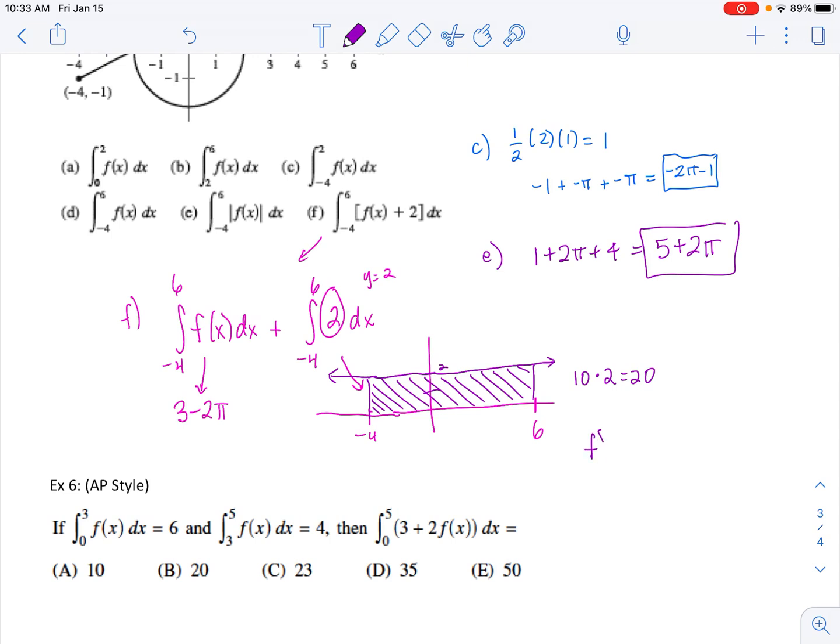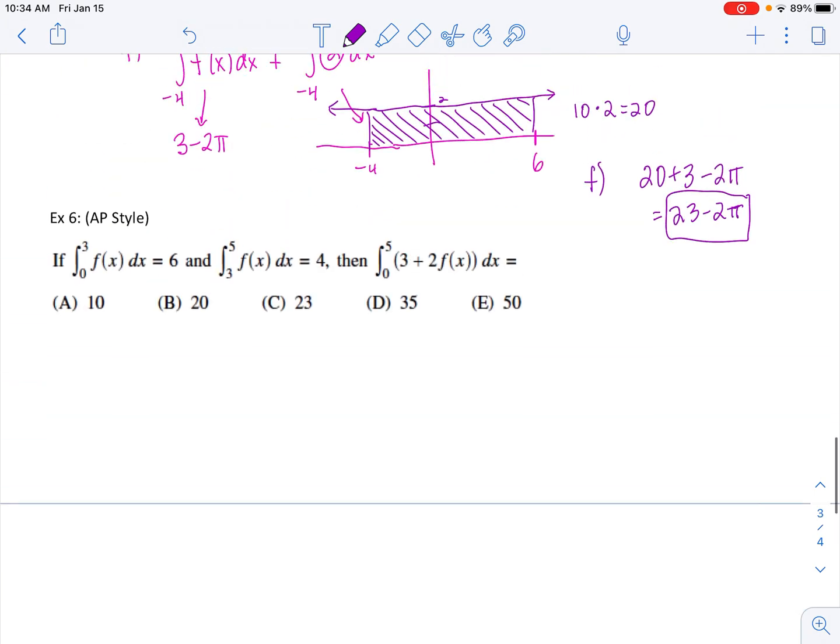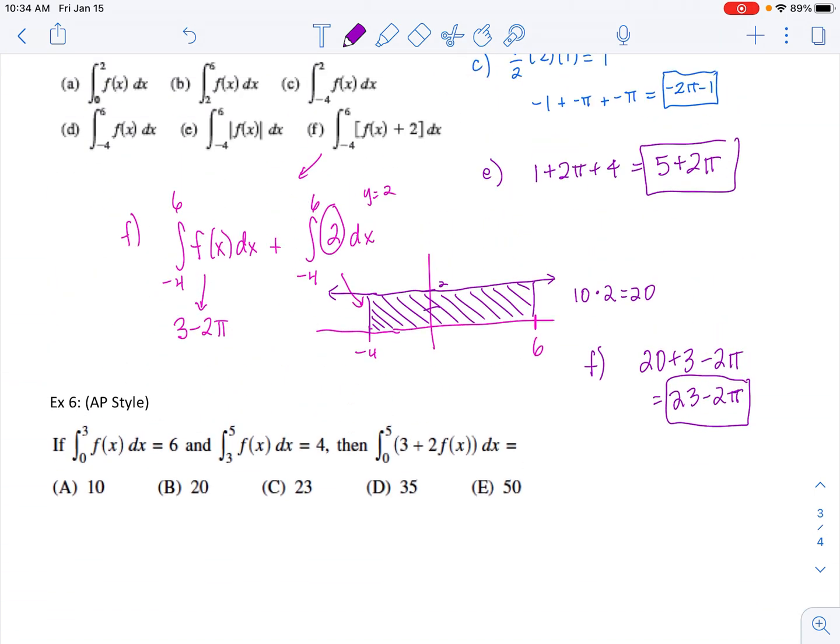So my overall answer for f is to do 20 plus 3 minus 2 pi, our answer for the first half of the integral, which is 23 minus 2 pi. So that's what we get for part F. And then the last thing here is example 6, just a little AP style question. I'm going to see if you can think your way through this one, and have you try this one on your own, and then see if you get it right. And then we'll probably lead off with this one at the start of next class.